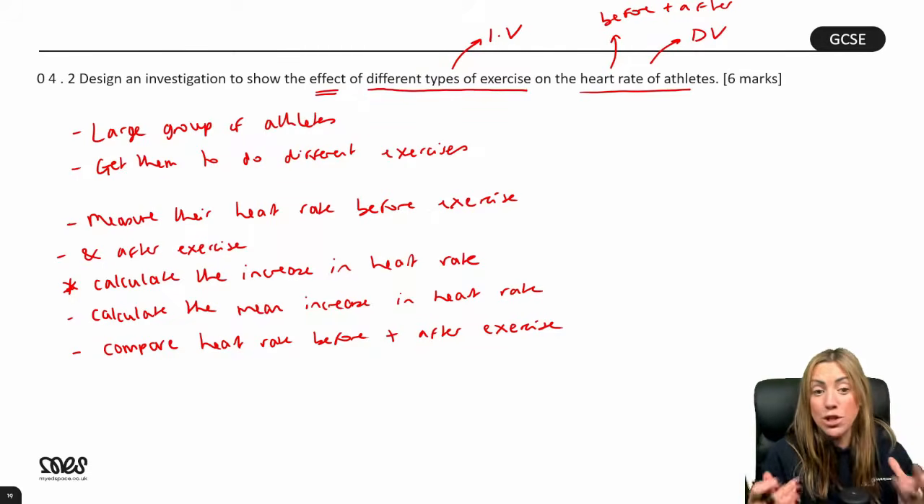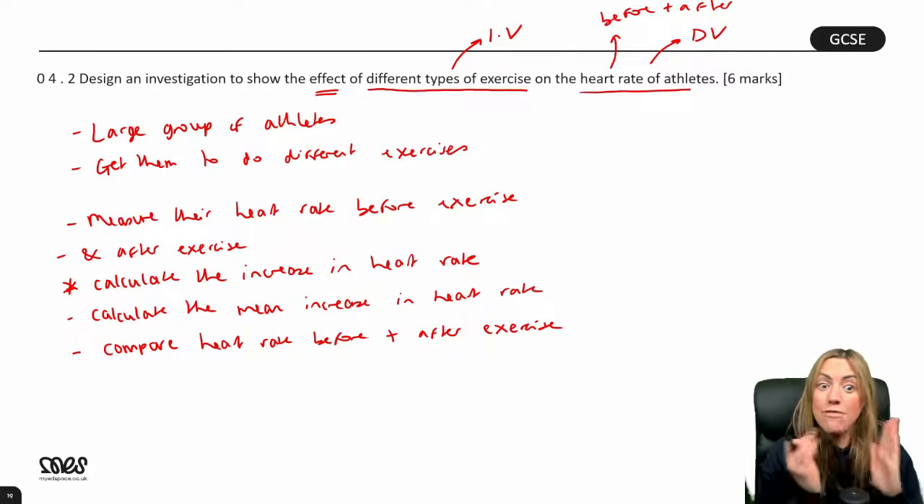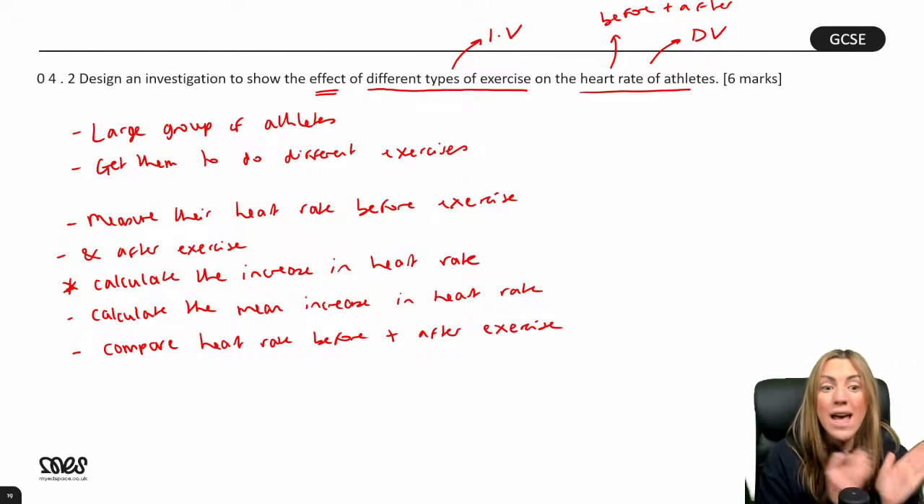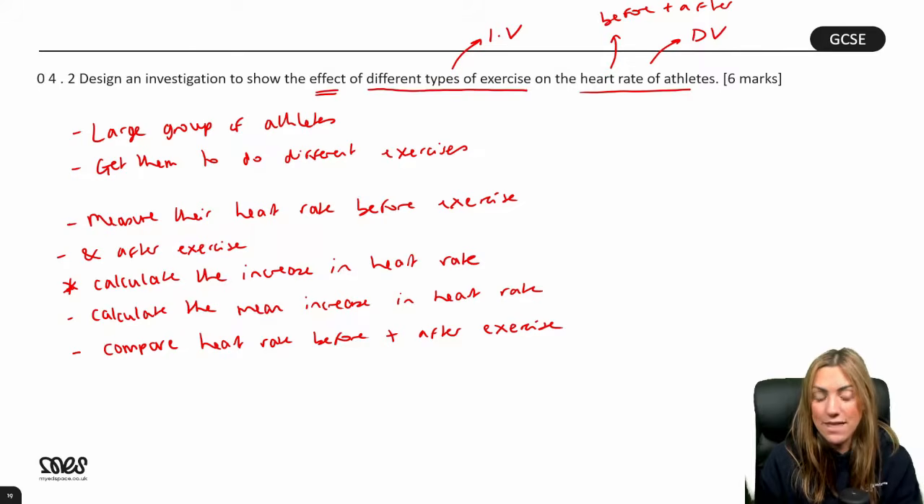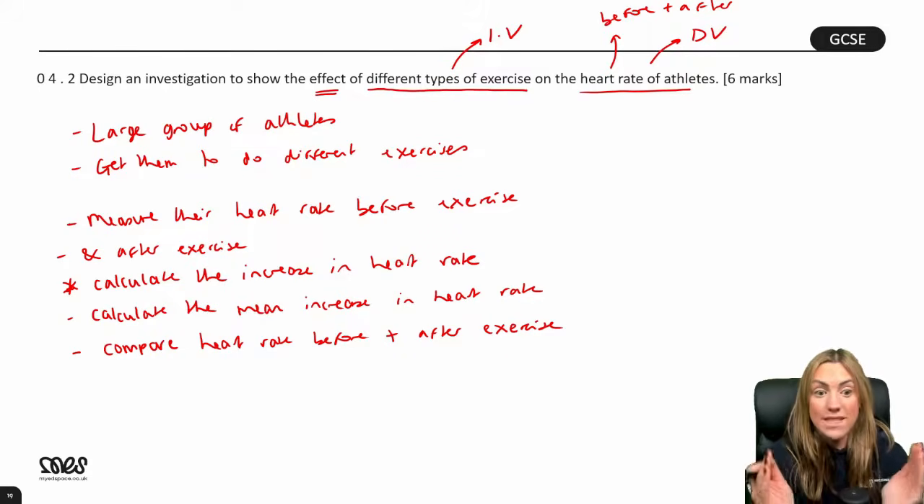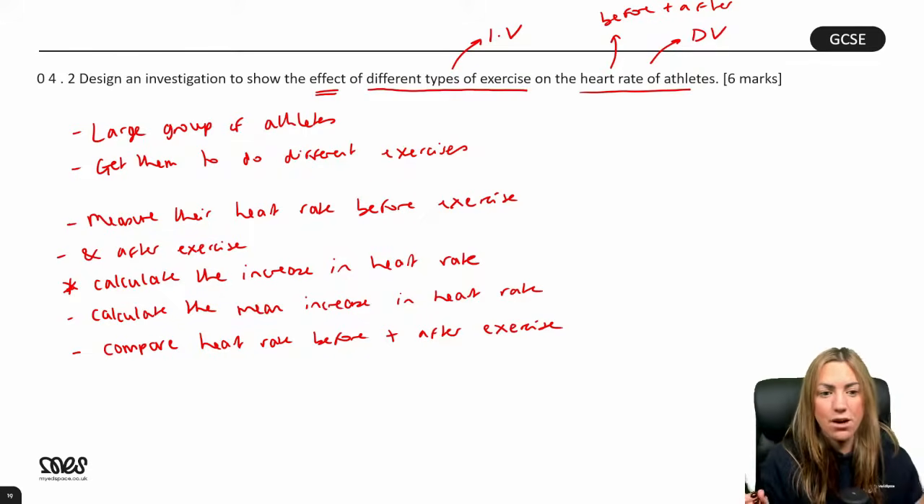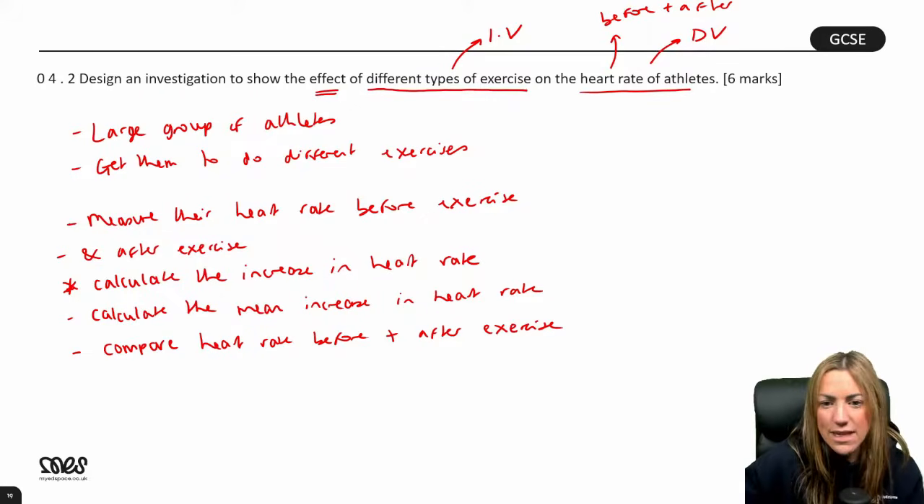But ideally what you do is you'd measure every single athlete's heart rate before, every single athlete's heart rate after exercise. Then you'd work out the difference in each athlete's heart rate, and then you could find the mean difference in heart rate to see if it's gone up on average or stayed the same or gone down maybe, depending on the intensity of the exercise.